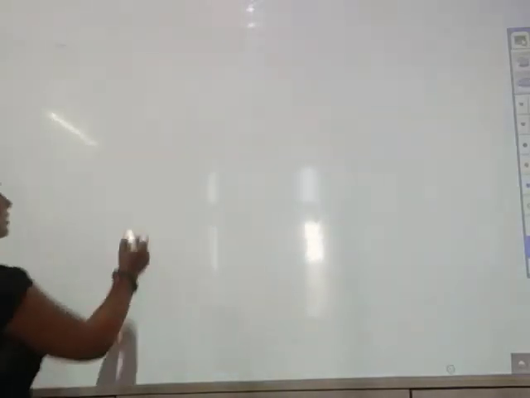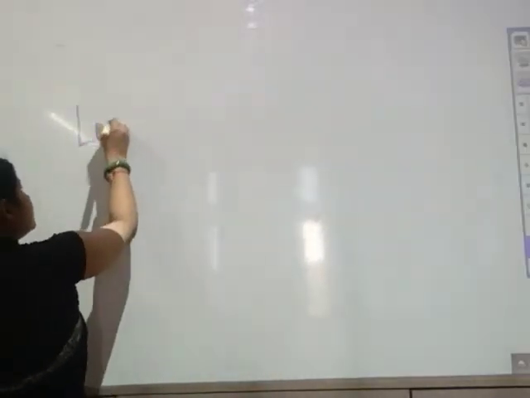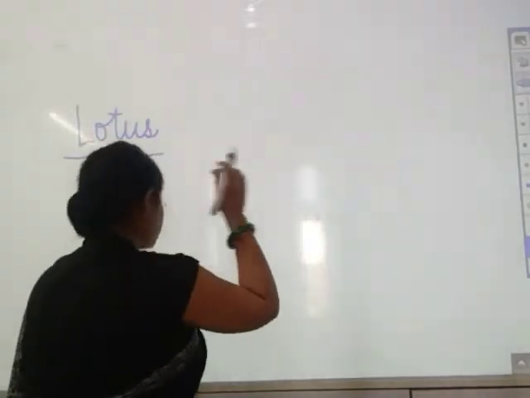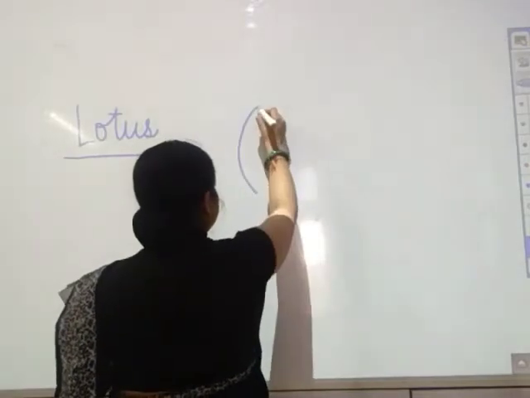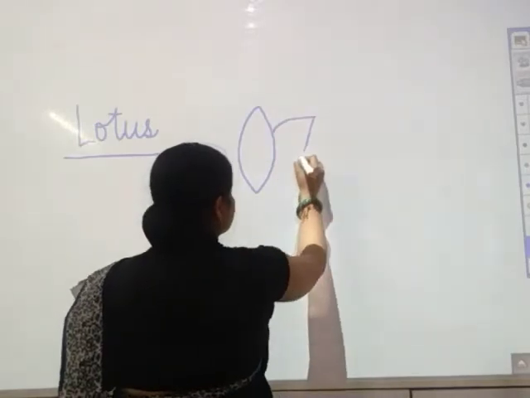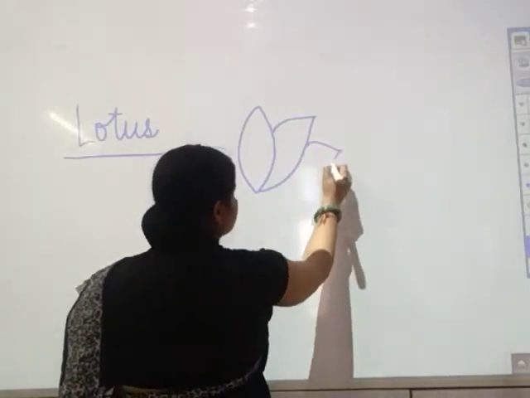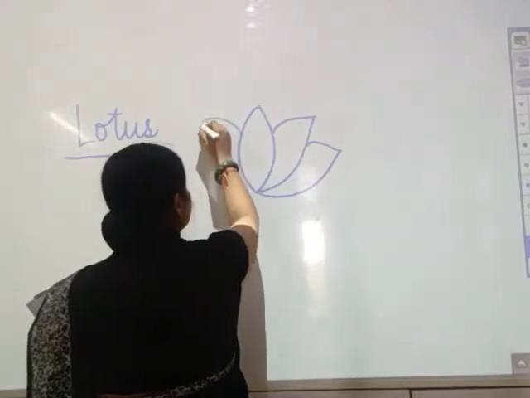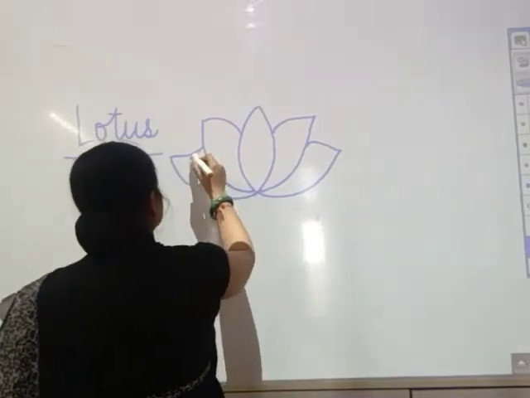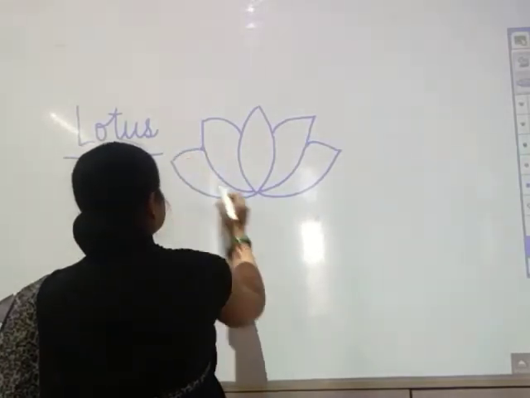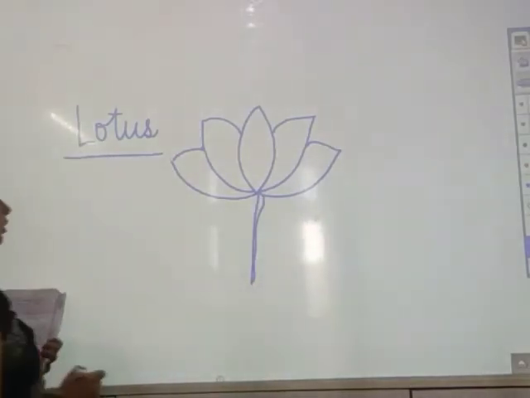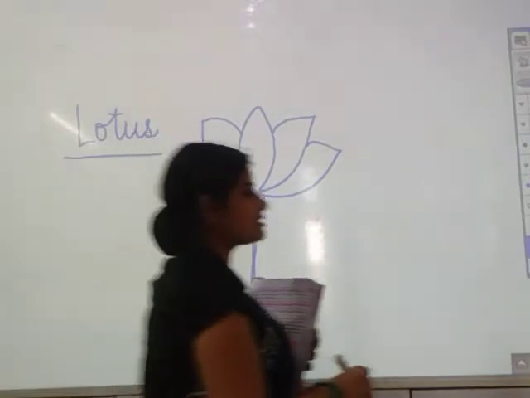Next is lotus. L-O-T-U-S, lotus. Lotus is also very easy. Just you have to make petal like this and just repeat the pattern like this. This is flower lotus. And what is the spelling of lotus? L-O-T-U-S, lotus. This is the third flower.